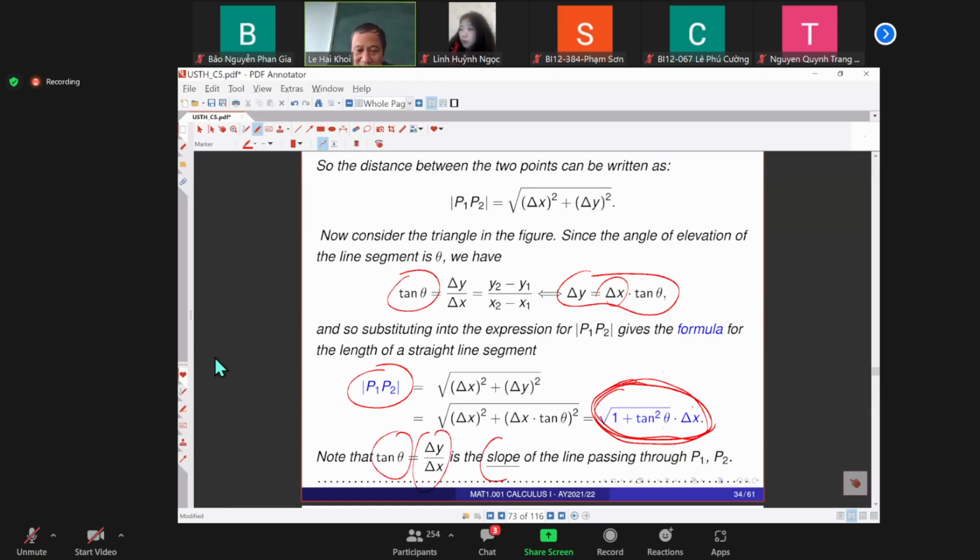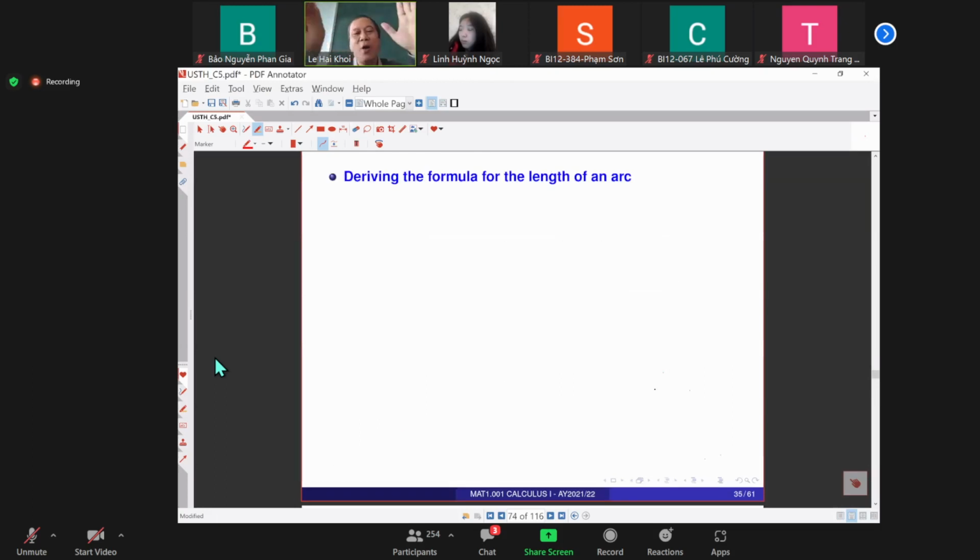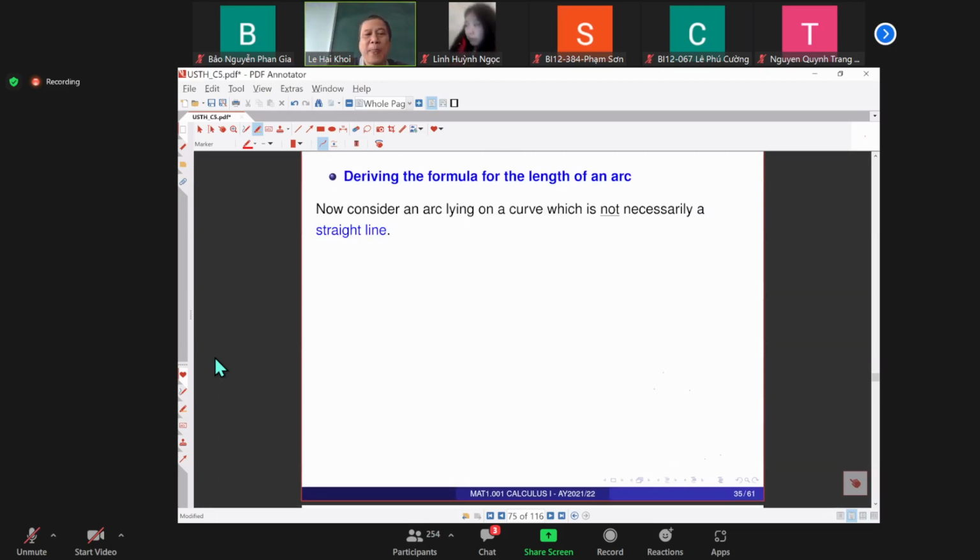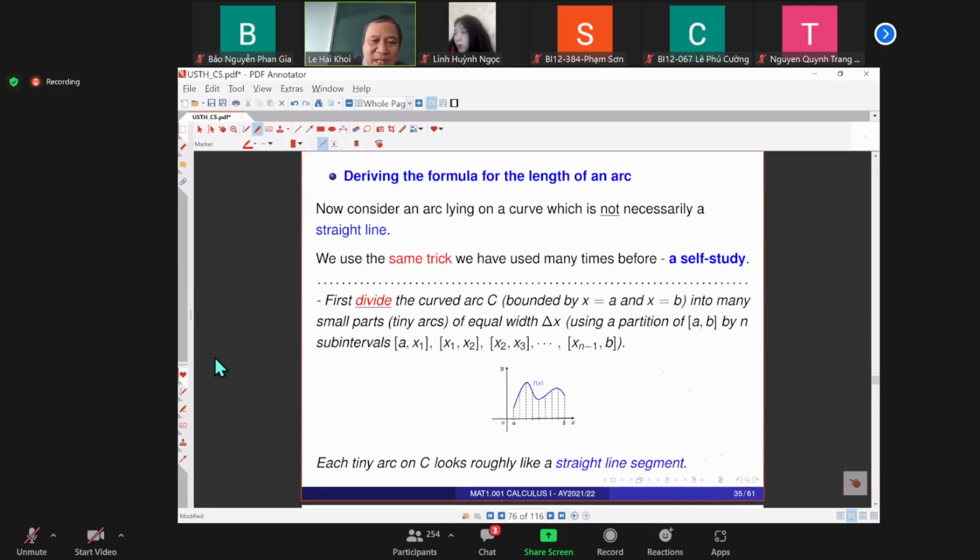So you have the square of the slope. So from this idea, we try to apply it to the curve, not necessarily a straight line, any curve which is smooth, right? So the same thing as we have done. See, I write cell study.